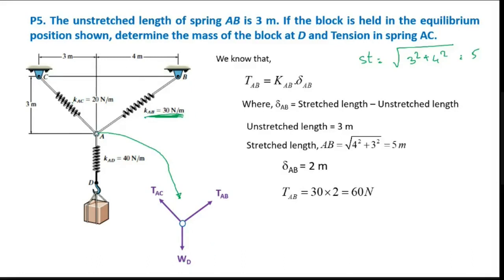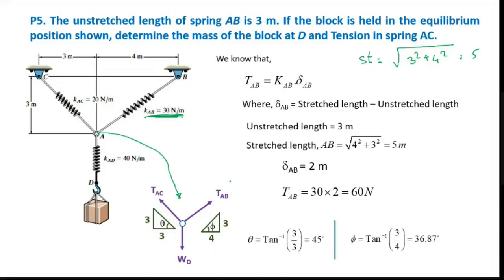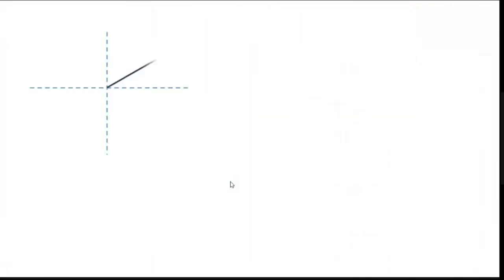So you can identify the angles. You can identify this angle, which is 3 by 4, right? And the other angle is 3 by 3. Okay. So one will be 45 degree. So you can identify tan inverse of 3 by 3, and the other one is tan inverse of 3 by 4. We're getting 36.87 degree. So now after that, you go for the force diagram. So you know the values. So 36.87, W and TAC, which is 45 degree.